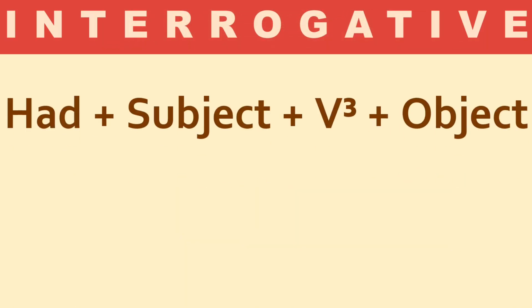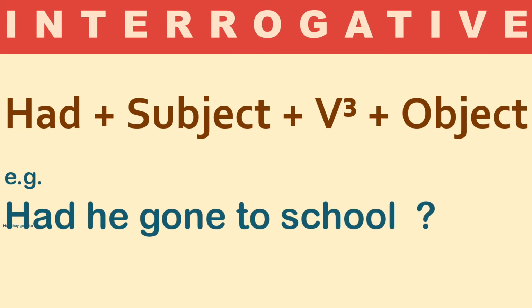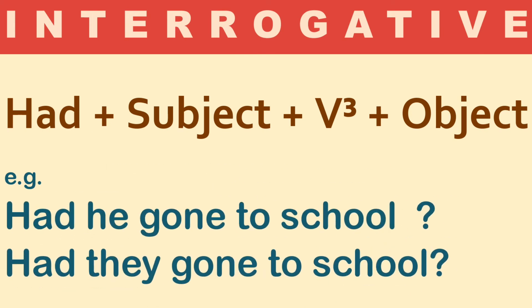In interrogative, you will be writing your helping verb first. Had, subject, and then third form of the verb. Had he gone to school? Had they gone to school? Are you getting that we are writing third form of the verb with had? In which tense? In past perfect tense.